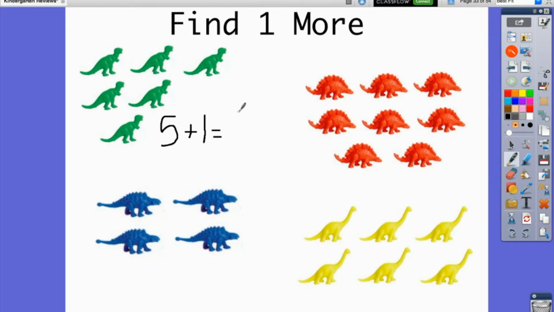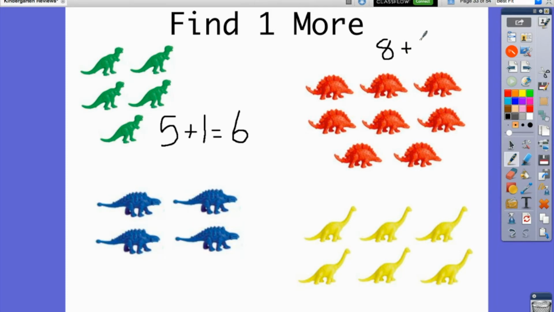So we started with 5. I added one more right here. So we went from having 5 dinosaurs to having 6 dinosaurs. One more was 6. So let's do that with our red dinosaurs. Let's start off by figuring out how many dinosaurs we're starting with. So let's count. 1, 2, 3, 4, 5, 6, 7, 8. We have 8 red dinosaurs.